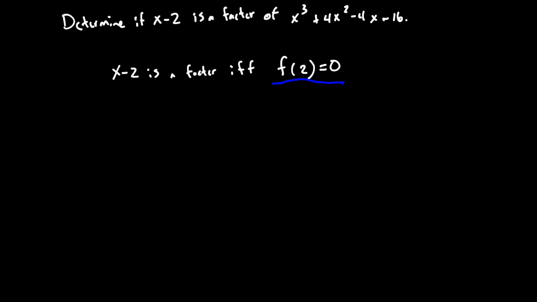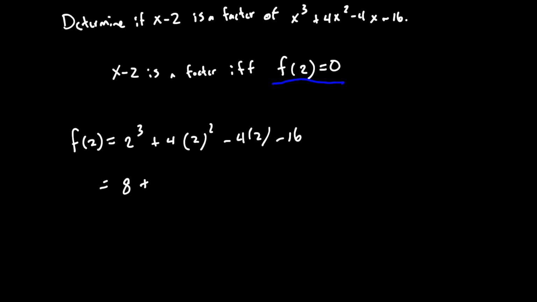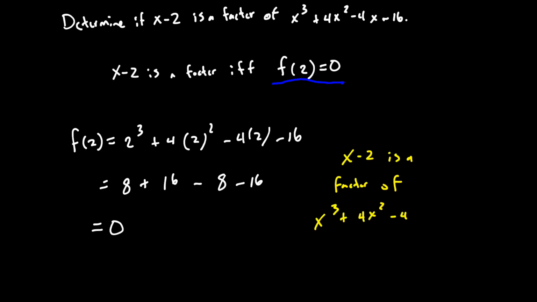So evaluating f at 2, this is going to be equal to 2 raised to the 3rd plus 4 times 2 raised to the 2nd minus 4 times 2 minus 16. Simplifying this, our first term becomes an 8, our second term becomes a 16, minus 8 minus 16, which is equal to 0. So what this tells us is that x minus 2 is a factor of our polynomial x cubed plus 4x squared minus 4x minus 16.